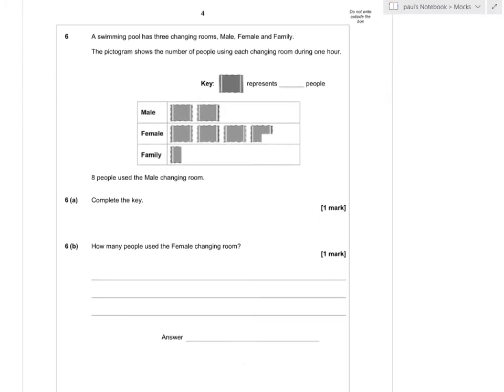And the next one. A swimming pool has 3 changing rooms, male, female and family. The towel represents how many people? 8 people use the male, so that means that's got 4, so the towel represents 4 people. Complete the key. How many use the female? So 4, 4, 4, and that's 3. So 12, 13, 14, 15. 15.